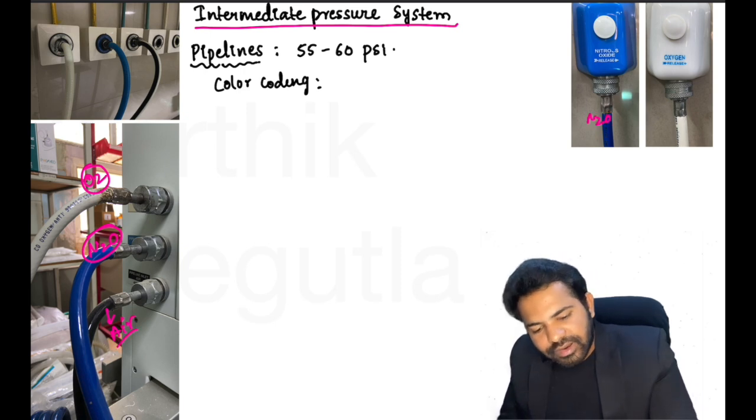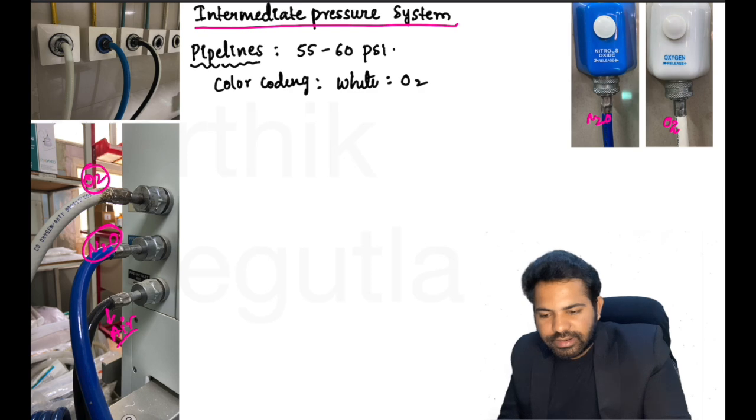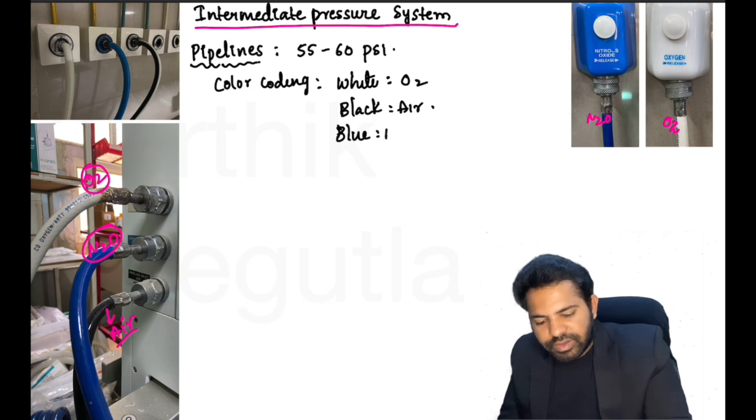Okay, in this picture also you can see the nitrous oxide and oxygen pipelines. Is that clear? So let us write down: white is oxygen, black is for air, blue is for nitrous oxide.